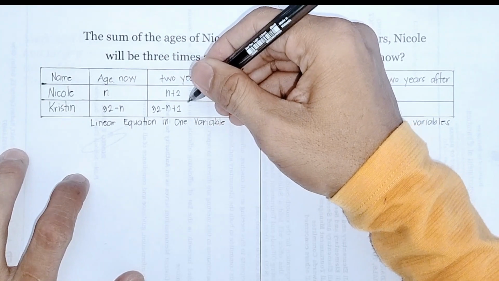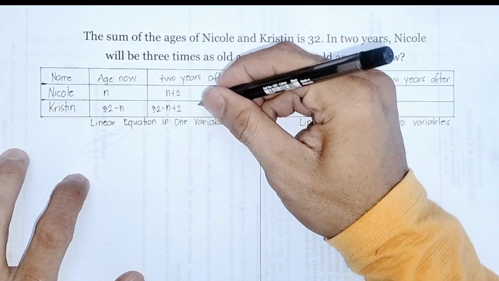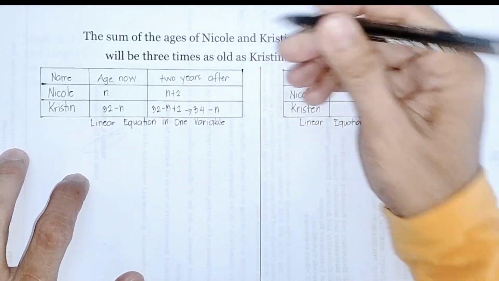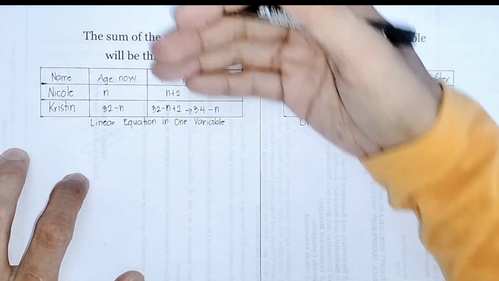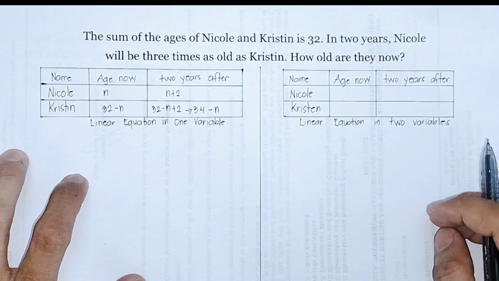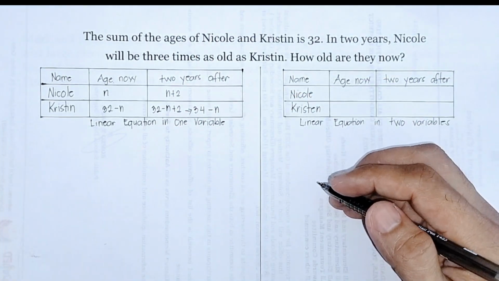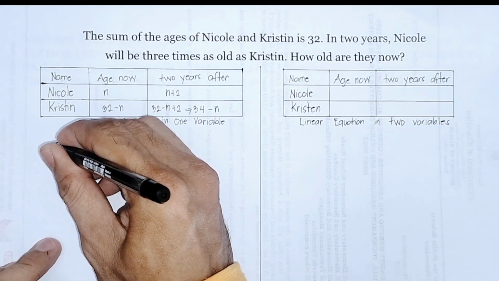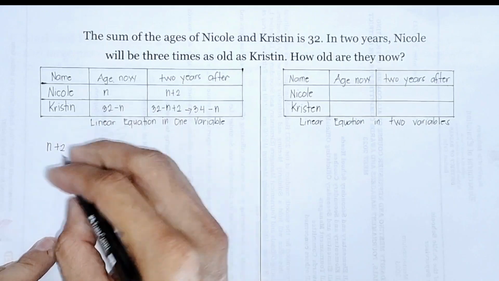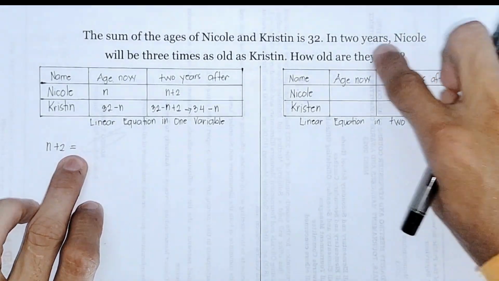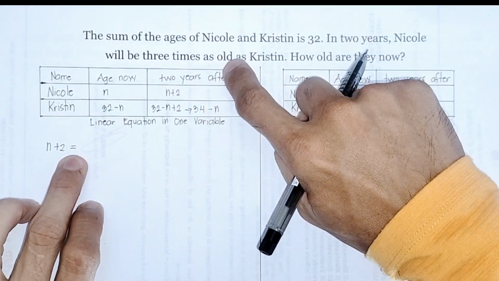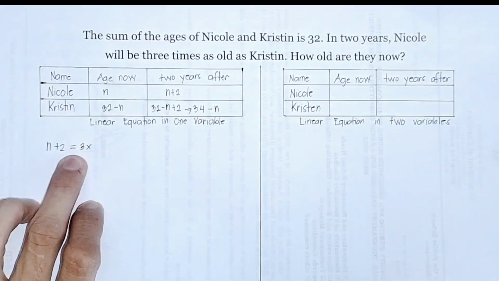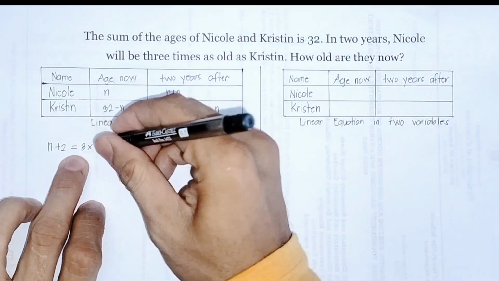So we're gonna simplify that. So 32 plus 2, that is 34 minus n. Alright, so we have here now the 2 expressions, n plus 2 and 34 minus n. So we are now ready to solve for their ages. So we have n plus 2 is equal to, take note of the word 3 times. So that means we're gonna multiply 3 to the age of Christine, which is 34 minus n.